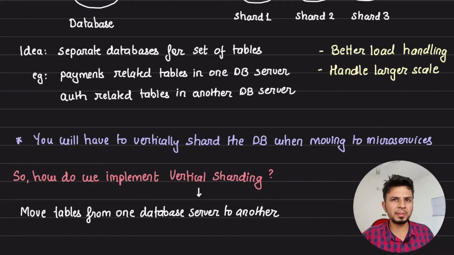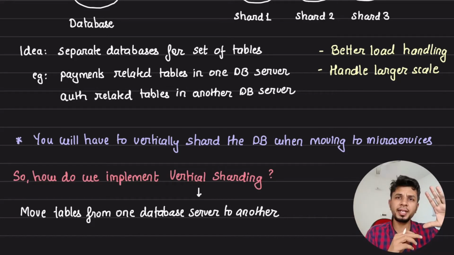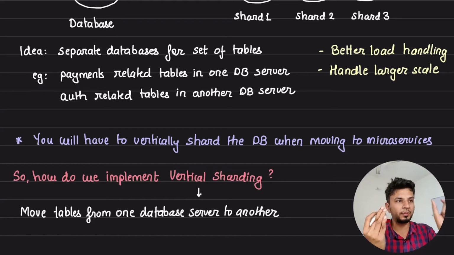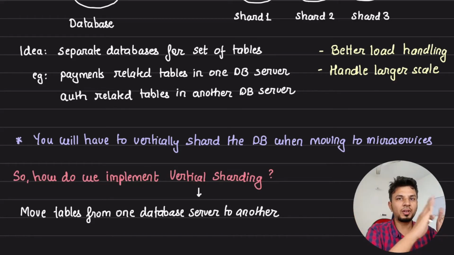So the core problem statement here is, you have one database which has multiple tables. What you would want to do is spin up another database and move one of the tables from this database to another database. You can extend this to move multiple tables, but the idea still remains the same. So the problem statement we operate on is to move one table from one database server to another database server. How do we do that?